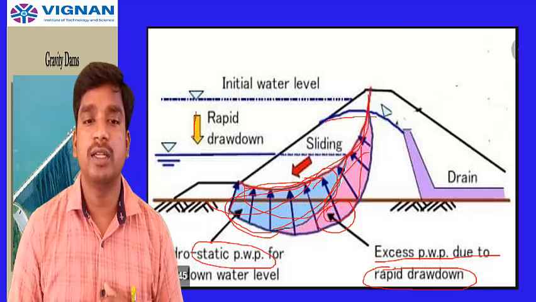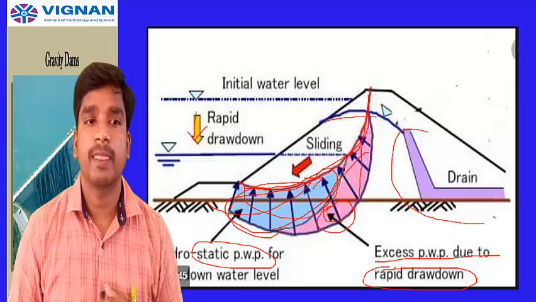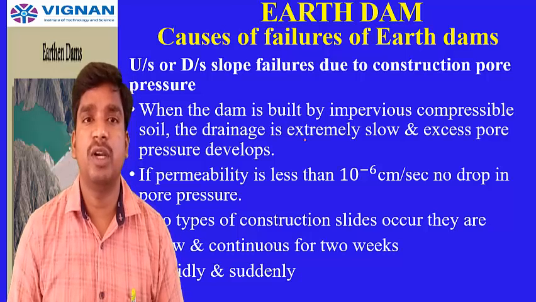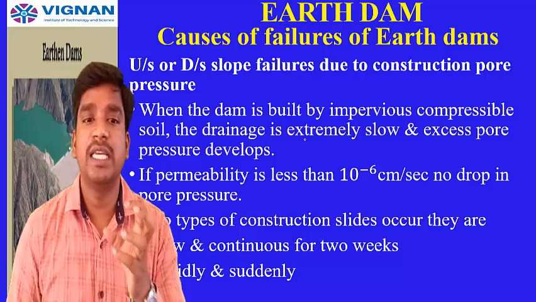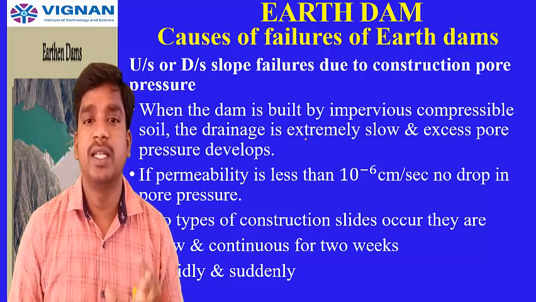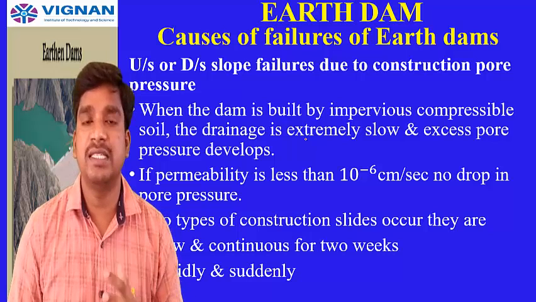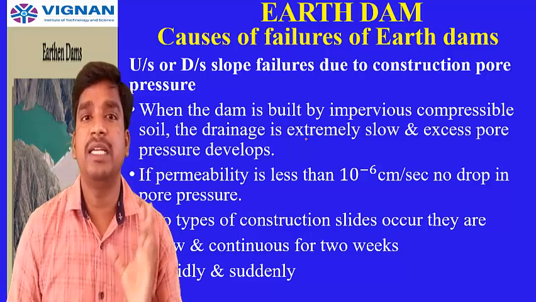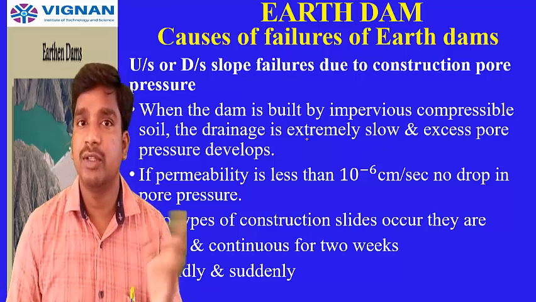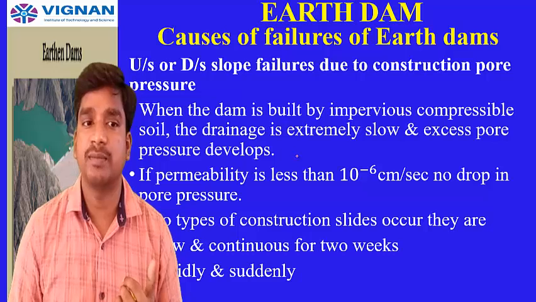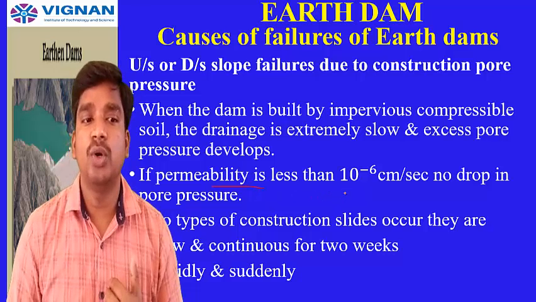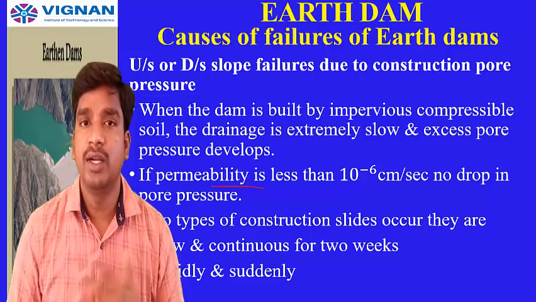Here this is the drainage facility. When the dam is built across impervious as well as compressible soil, then obviously the drainage is extremely slow, meaning water cannot flow through impervious and compressible soil. If the drainage is extremely slow, excess pore pressure will be developed. If excess pore pressure is developed, we can see soil balling or foundation backward erosion. Suppose the permeability is less than 10 to the power of minus 6 centimeters per second, there will not be any drop in pore pressure.